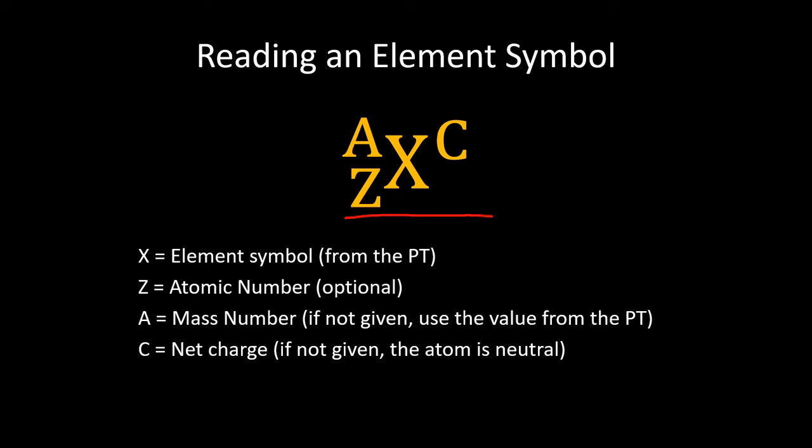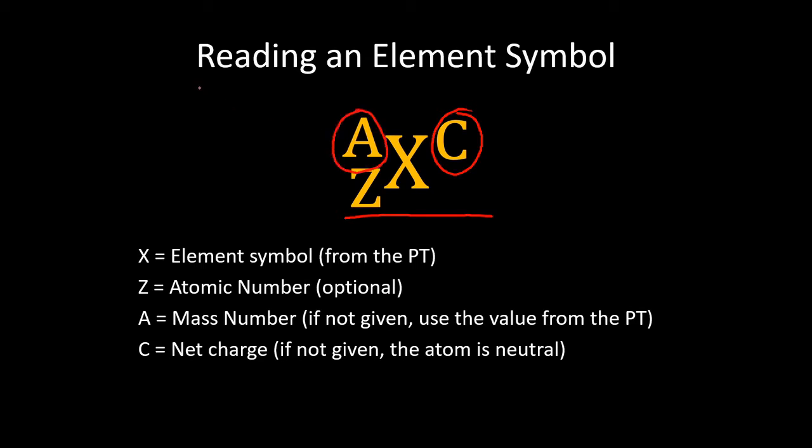where we have the symbol from the periodic table in the middle. This will always be one or two letters, and the first letter will always be capitalized, and if there is a second letter, it will be lowercase. It will not be capitalized. If the element that you're looking at is charged, so it has more or fewer electrons than protons, the charge is going to go in the top right corner here. The mass number for that element is going to go in the top left corner.